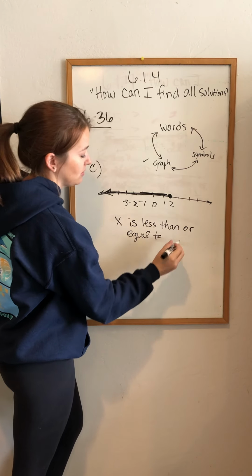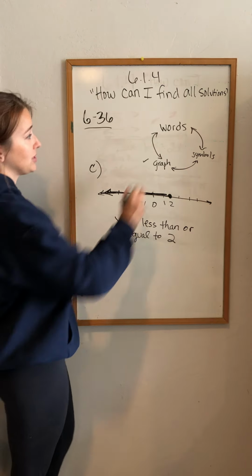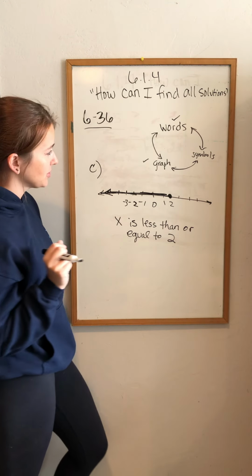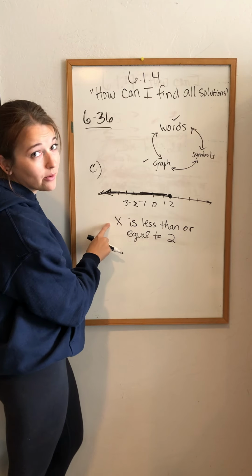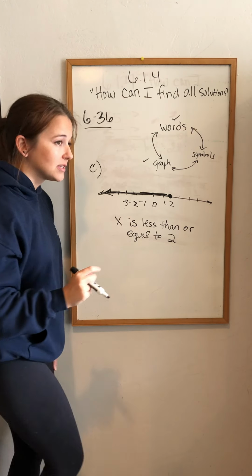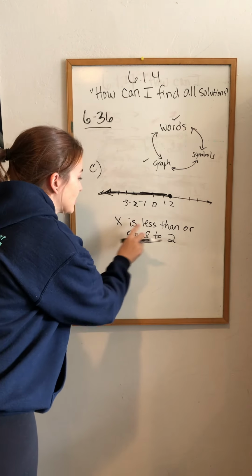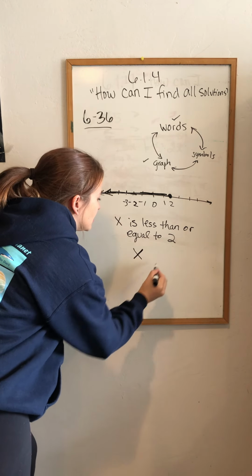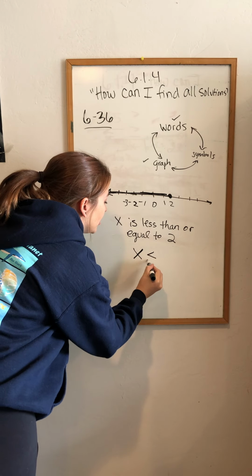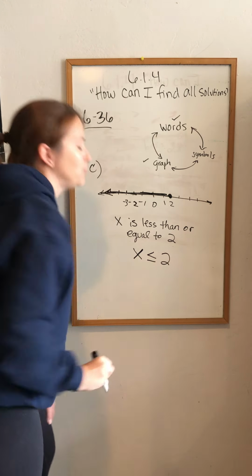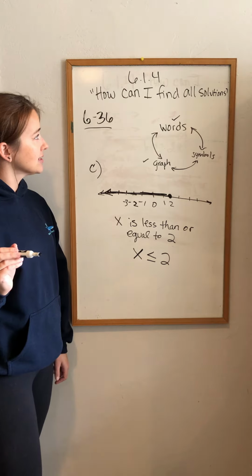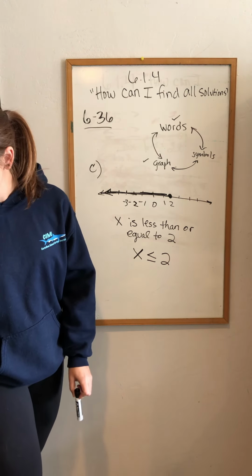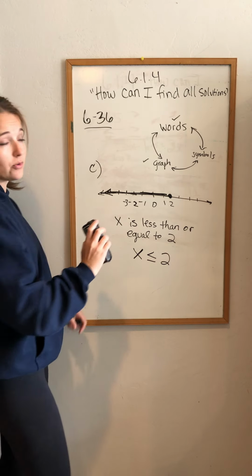And what number are we using? 2. So we did our words, we did our graph. The last thing we have to do is our symbols, and that should be pretty easy because we're just going to write what we see here in symbol form or variable form. So x is less than or equal to 2 is going to look like x is less than or equal to 2. And that is 6-36 part C. So we have finished 636, and we are going to move right along.